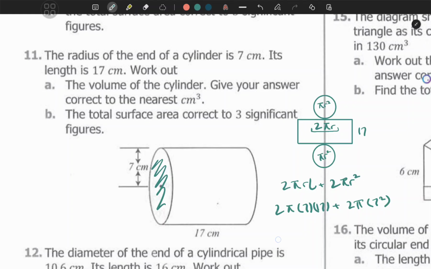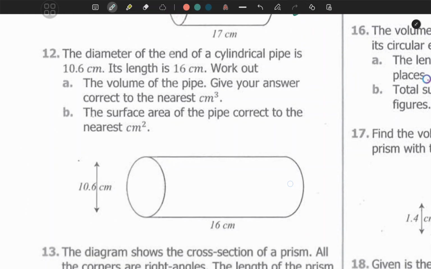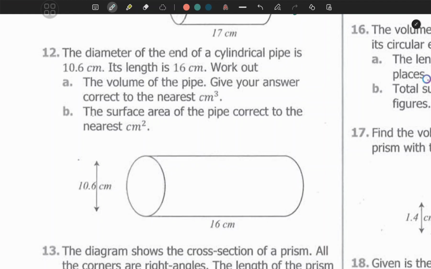And then we have question number 12. Question number 12 is a similar question, whereby the volume would be pi r square L and the surface area would be 2 pi r L plus 2 pi r squared. I hope that is enough, and you can solve these questions for cylinders and trapezoid prisms.